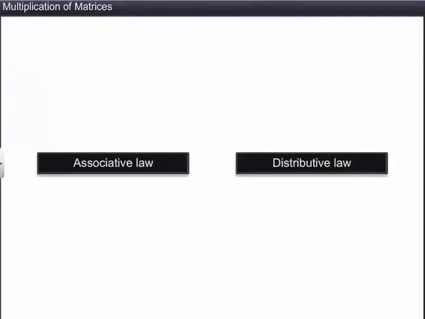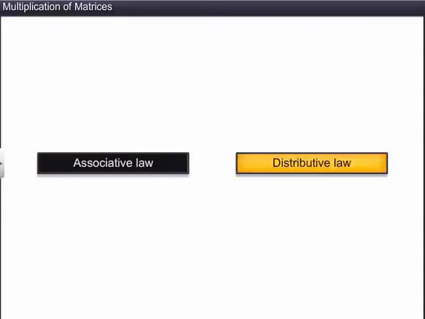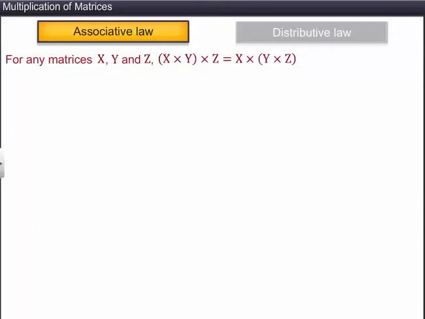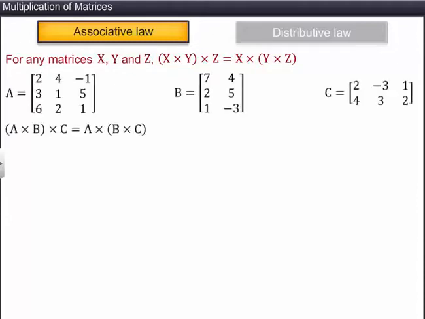The multiplication property over matrices satisfies the associative law and the distributive law. According to the associative law, if we have three matrices X, Y, and Z, then (XY)Z is equal to X(YZ), whenever both sides of the equality are defined. Let's see an example to verify the associative law using matrices A, B, and C.